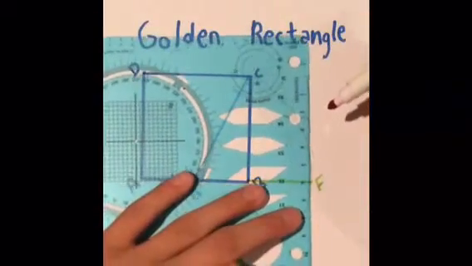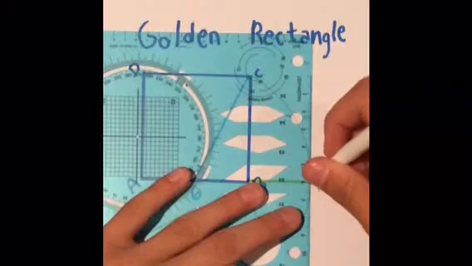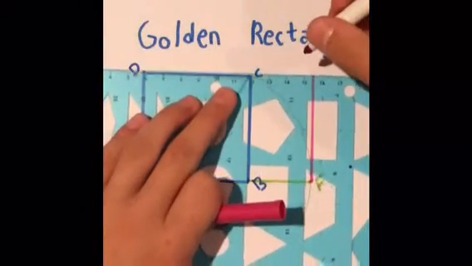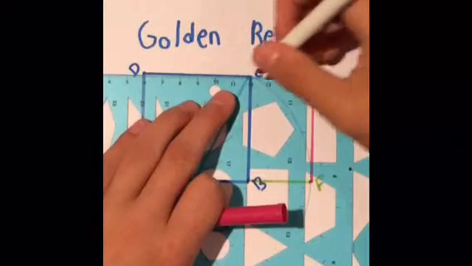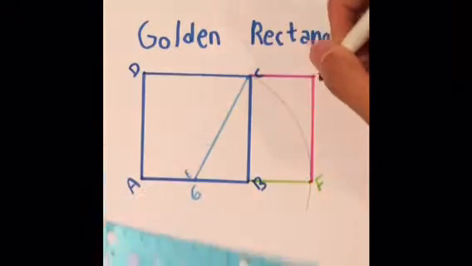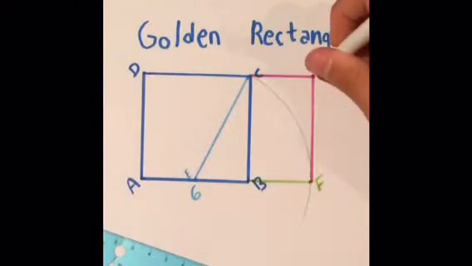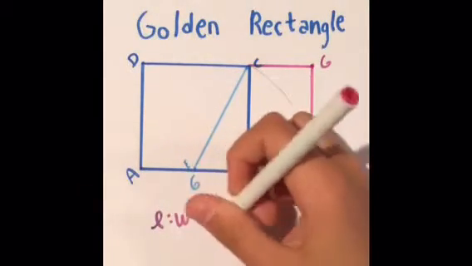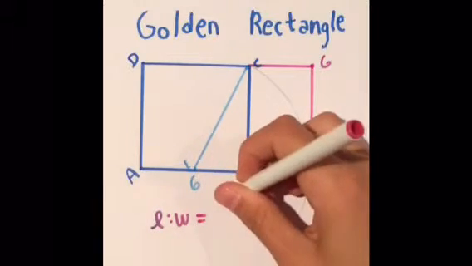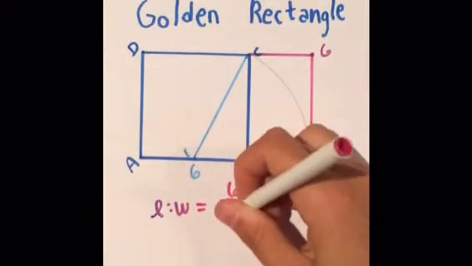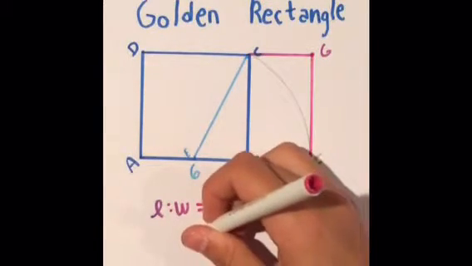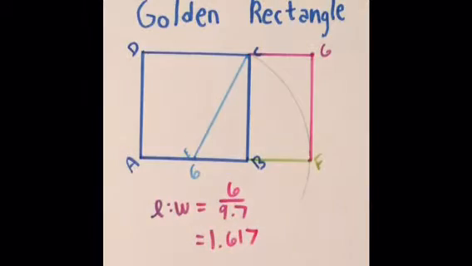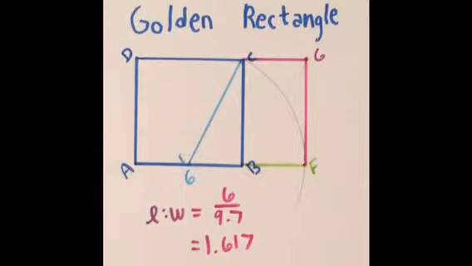Draw a line parallel to line BC, passing through point F. Then, extend side DC to meet the new line at some point, let's say point G. This is now a golden rectangle. You can verify that the ratio of the sides is very close to phi. In this example, the width is 6 centimeters and the length is about 9.7, which simplifies to 1.617, which is very close to phi.